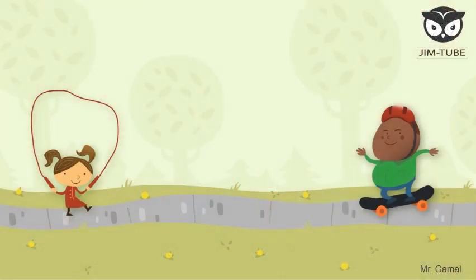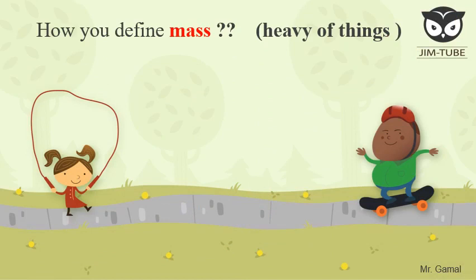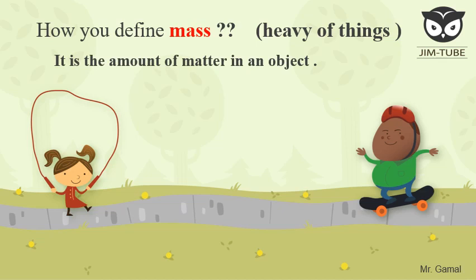Now let's define mass. How do you define mass? Mass is the amount of matter in an object. Repeat with me. It's the amount of matter in an object. Okay? We have had two definitions until now: matter and mass.